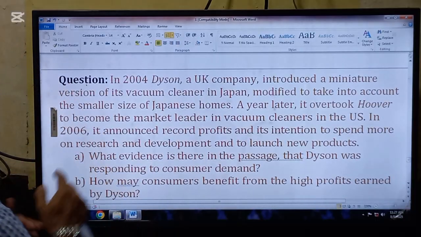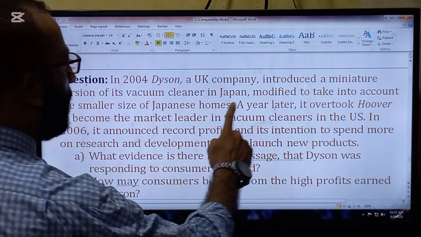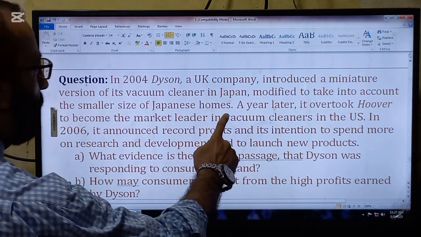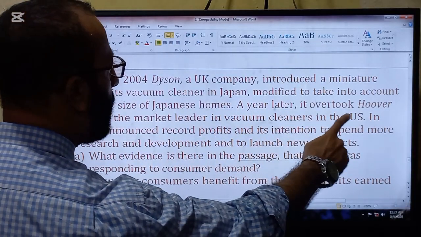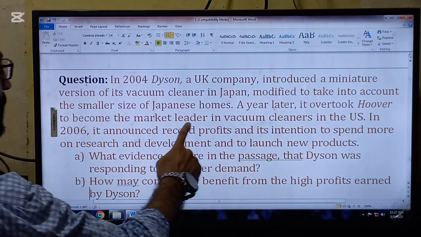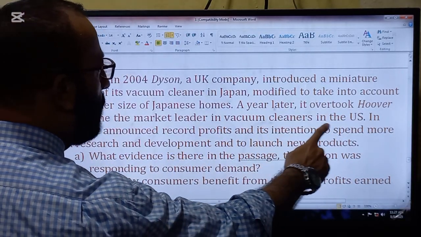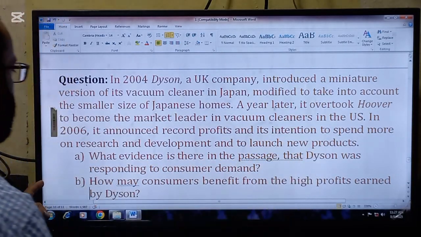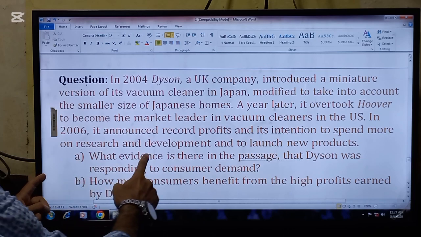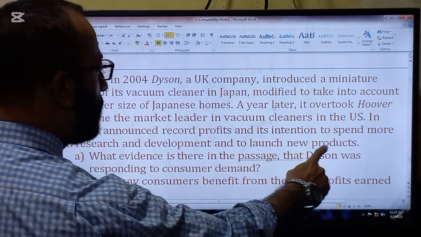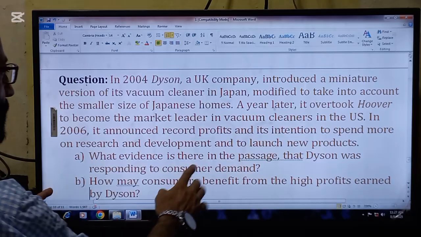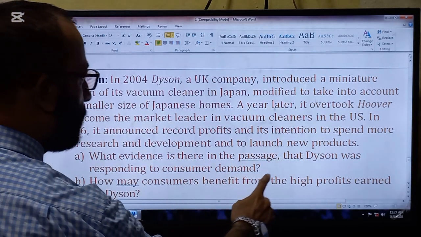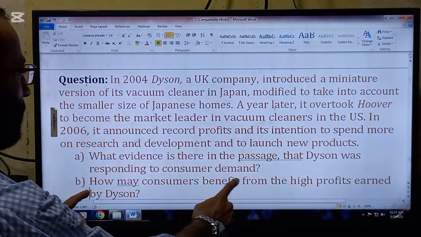Here is a question. In 2004, Dyson, a UK company, introduced a miniature version of its vacuum cleaner in Japan, modified to take into account the smaller size of the Japanese homes. A year later, it overtook Hoover to become the market leader in vacuum cleaners in the US. In 2006, it announced record profits and its intentions to spend more on research and development and to launch new products. A part. What evidence is there in the passage that Dyson was responding to consumers' demand?